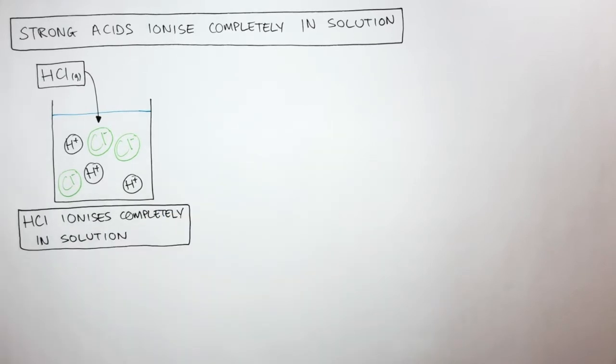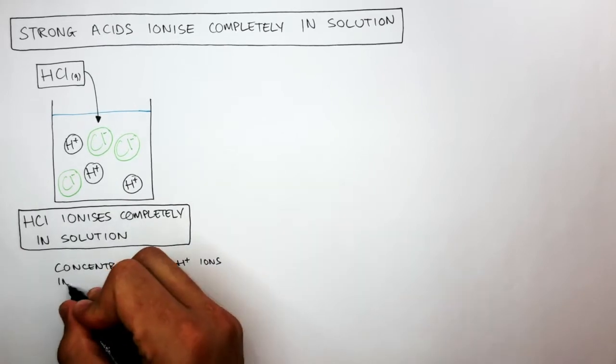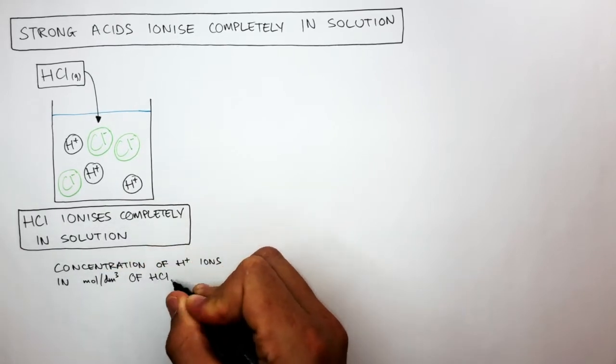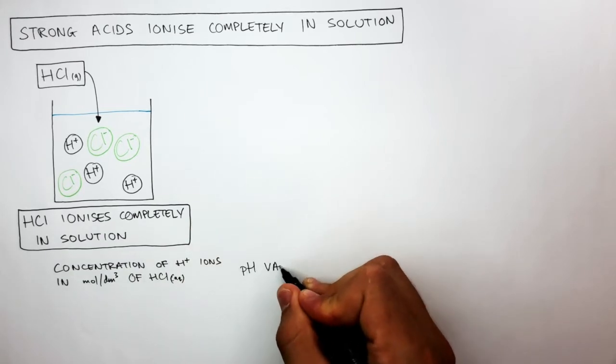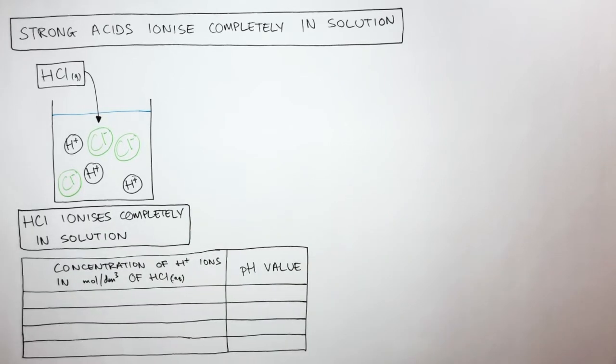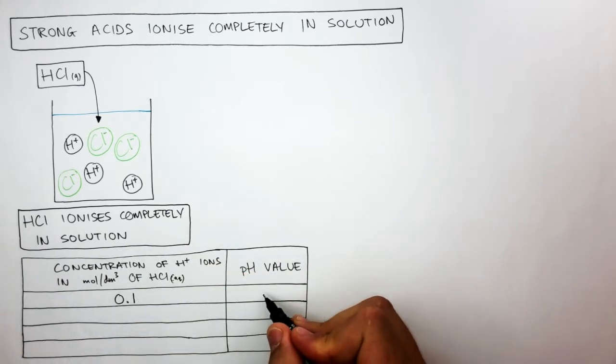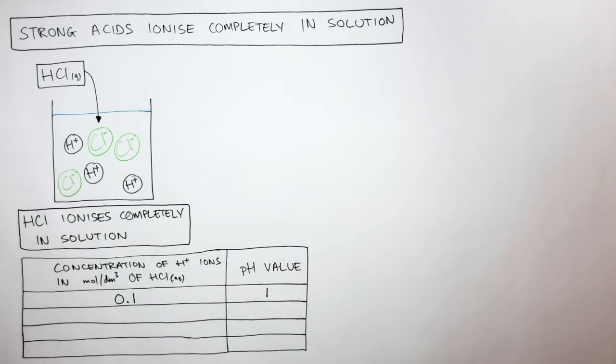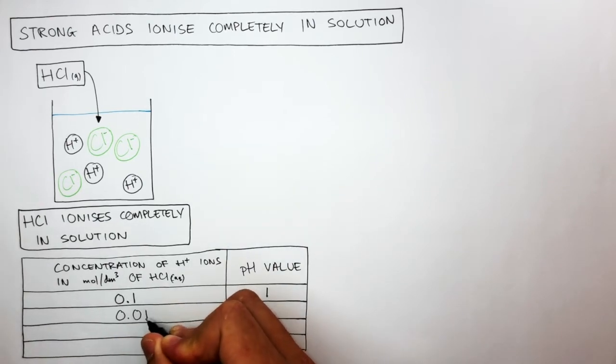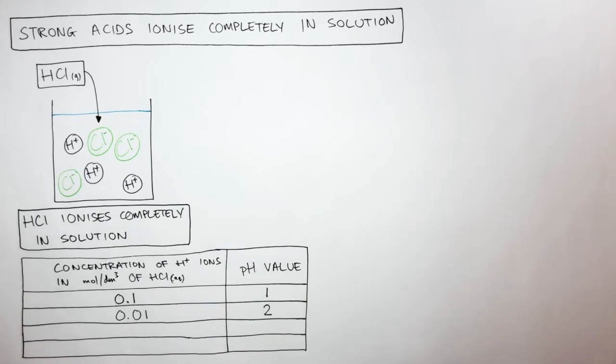We're now going to compare the concentration of hydrogen ions in moles per decimeter cubed of hydrochloric acid against the pH value of that concentration. So when there's 0.1 moles per decimeter cubed of hydrochloric acid, the pH value is 1. At 0.01 moles per decimeter cubed, the pH value is 2. And at 0.001 moles per decimeter cubed, the pH value is 3. And then at 0.0001 moles per decimeter cubed, the pH value is 4.